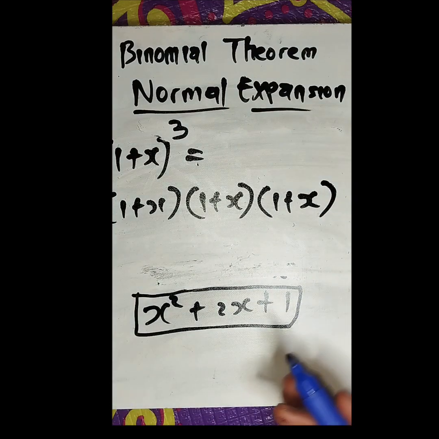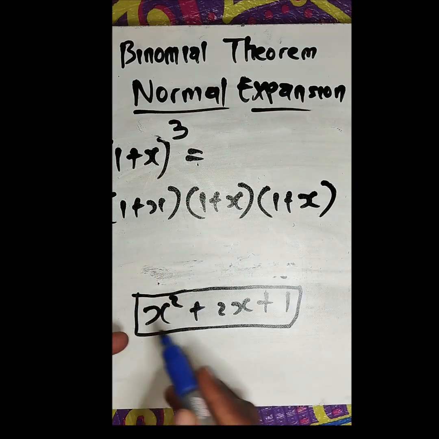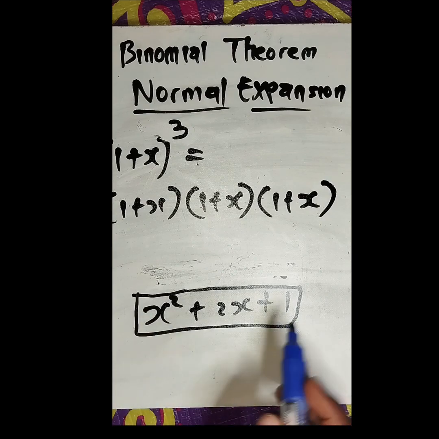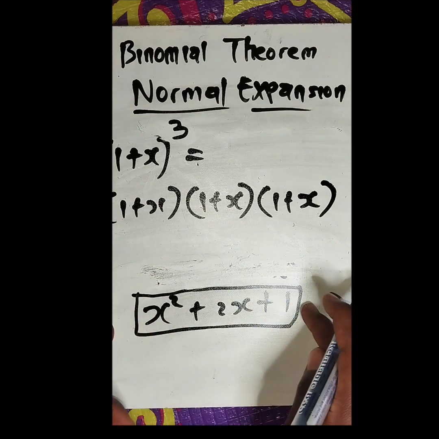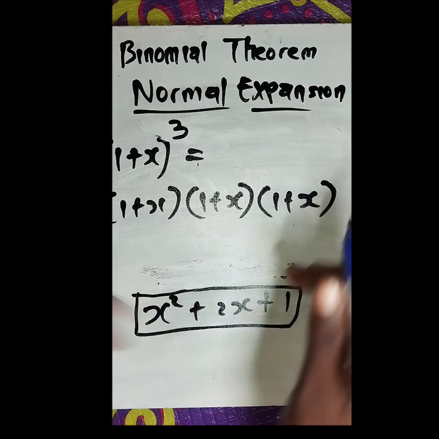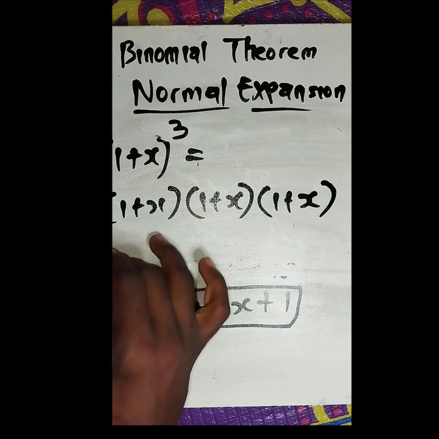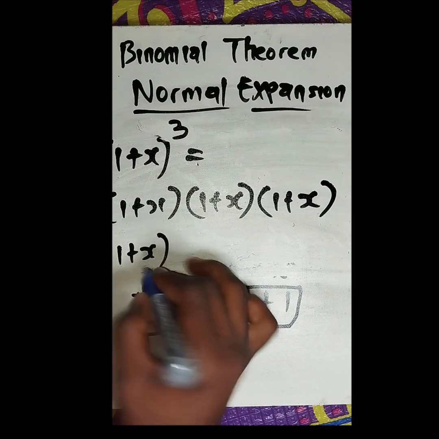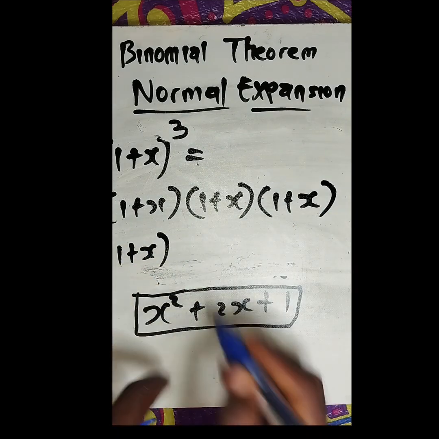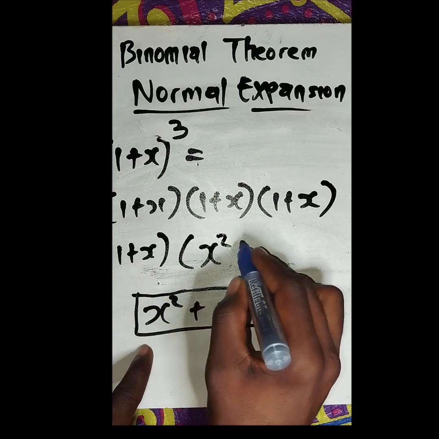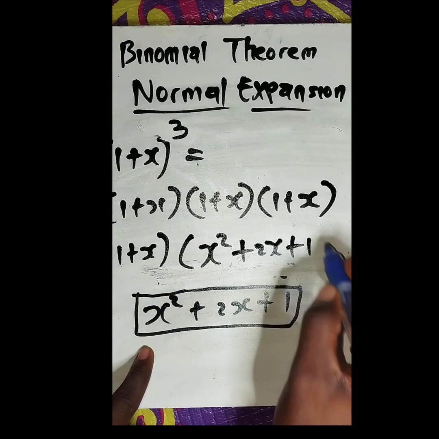But fortunately for us, we have multiplied these 2. That gave us this x squared plus 2x plus 1. So what we just need to do is pick this, use it to multiply the third, and we get our answer. So I'll be having, let me have my 1 plus x, the third one, this is it here. So I'll be having my x squared plus 2x plus 1.